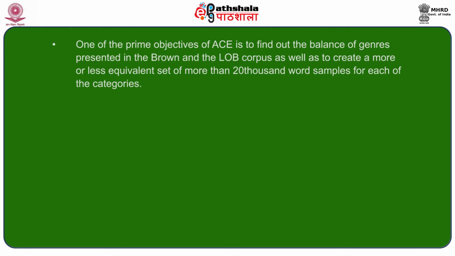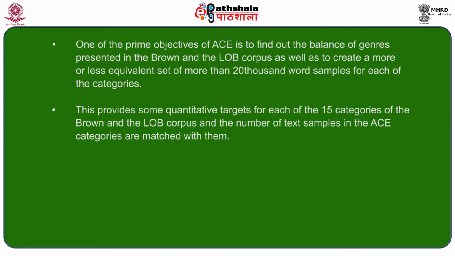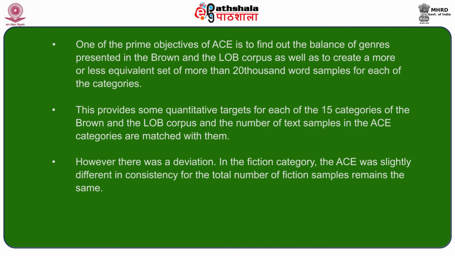One of the prime objectives of the ACE is to find out the balance of genres represented in the Brown and the LOB corpora, as well as to create a more or less equivalent set of 20,000 word samples for each of the categories. This provides some quantitative targets for each of the 15 categories of the Brown and the LOB corpora, and the numbers of text samples in the ACE categories are matched with them. However, there was deviation. The fiction category in the ACE is slightly different in composition, but the total number of fiction samples remains the same.